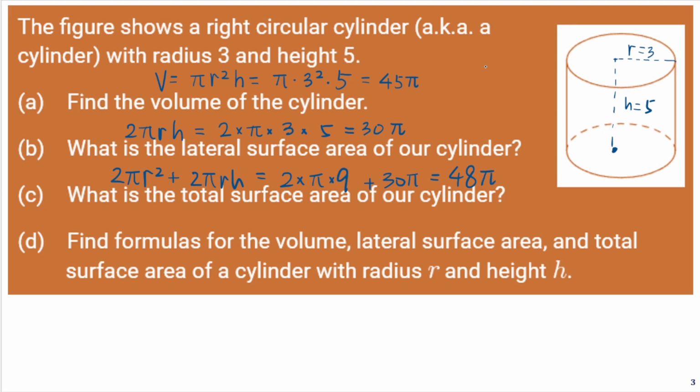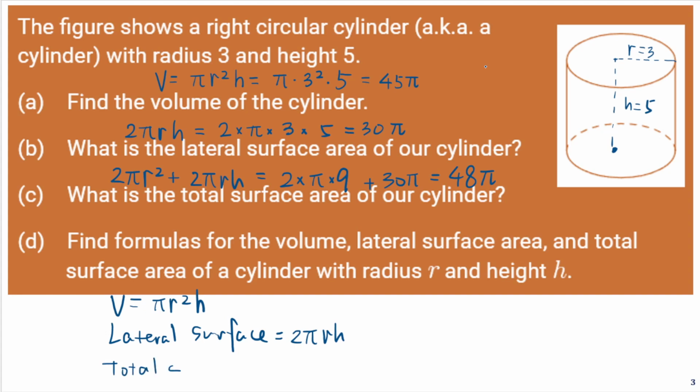Last, find the formulas for the volume, lateral surface area, and total surface area of a cylinder with radius r and height h. Okay, we already know the formula for the volume is given by pi r squared h, right? Lateral surface is given by 2 pi r h. Total surface is given by 2 pi r squared plus the lateral face, which is 2 pi r h, right?